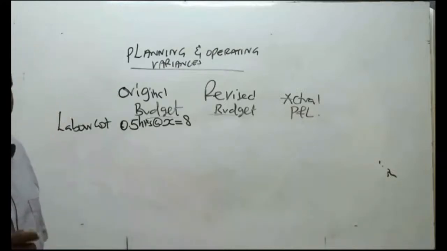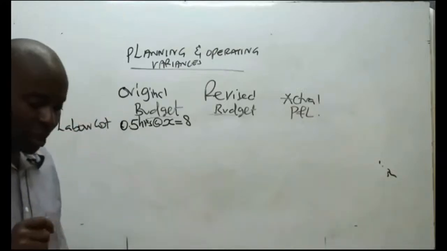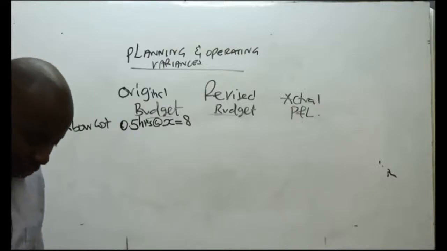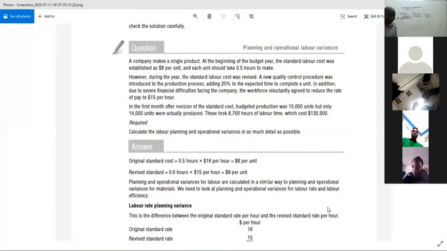Now, ladies and gentlemen, let's continue reading the question. I'm repeating again the first paragraph. A company makes a single product. At the beginning of the budget year, the standard labor cost was established at $8 per unit. A whole unit is 8, not per hour, but per unit. And each unit should take 0.5 hours to make.